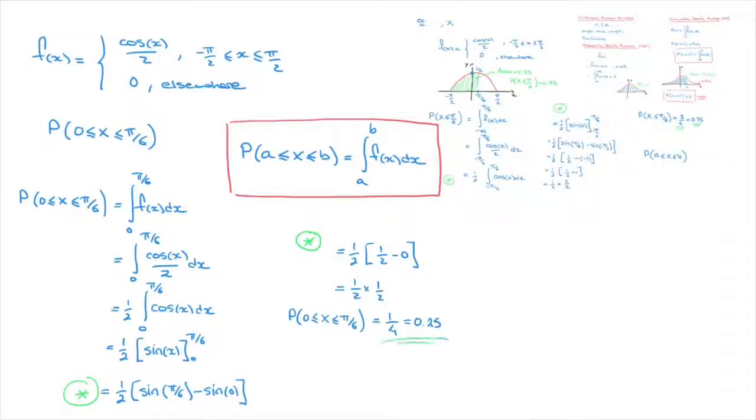And that's the answer. If we were to illustrate this with the curve of the probability density function, what we're looking at here is the following. We have our xy grid, a portion of the cosine curve from negative pi over 2 up to pi over 2, with a maximum height of 1 over 2, and the probability we have just calculated corresponds to the area enclosed by this curve and the x-axis between x equals 0 and x equals pi over 6. So that would be this area that I'm currently hatching in green.